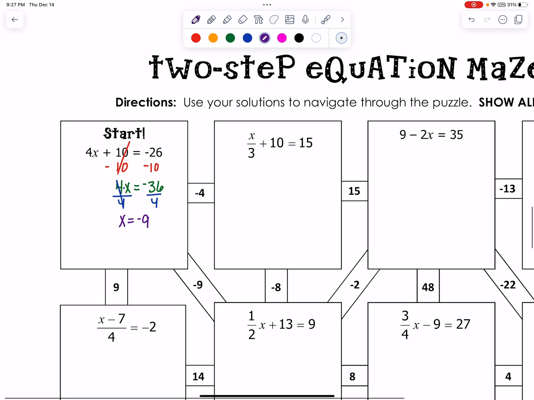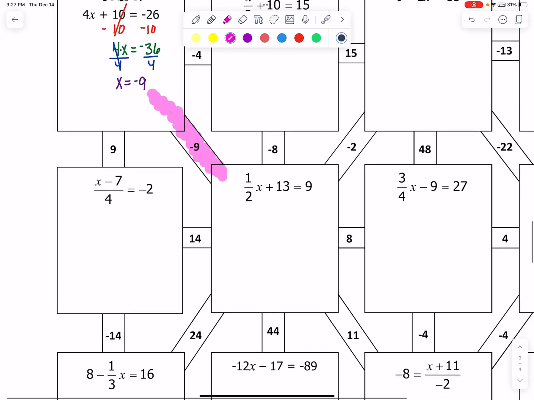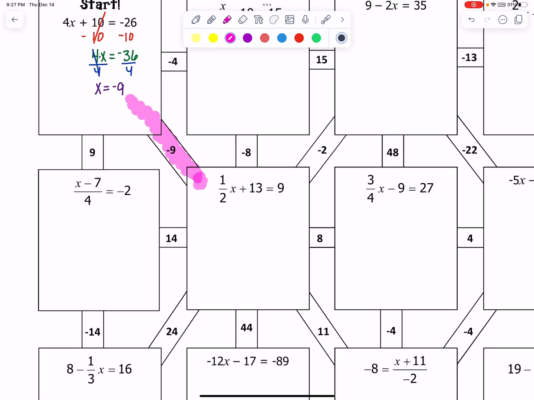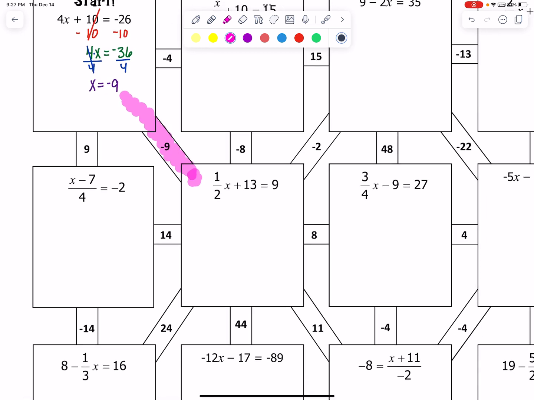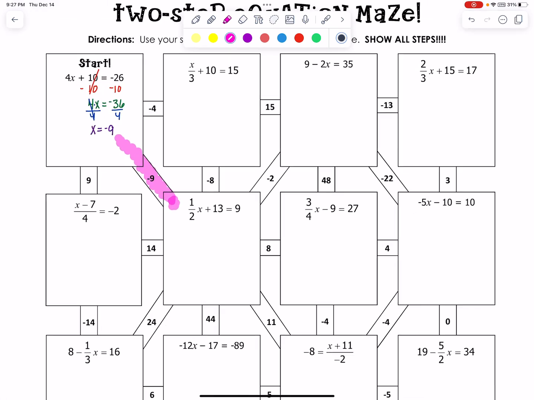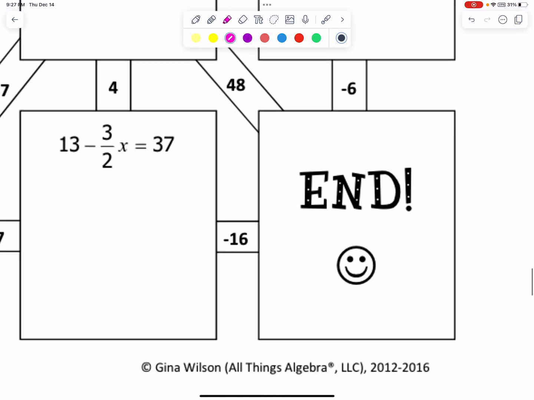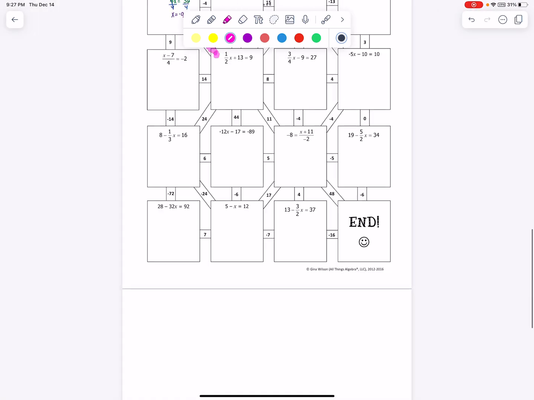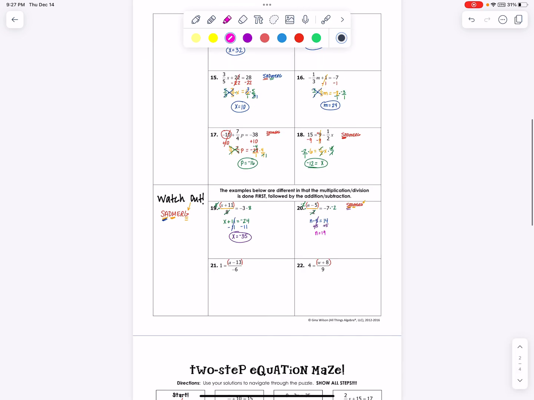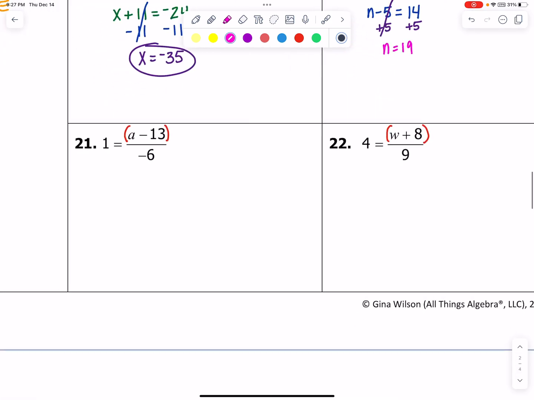And so you're going to look at where you're going, and so here we go. There's my -9, and here I am down to this problem. So you're not necessarily going to have to solve all problems. And then whatever the answer is to this, you're going to find it and move through the maze until you get to the happy smiley face at the end. All right, so take your time, work hard on that. If you're good to go, go ahead and try 21, 22. I'm going to go ahead and continue those now so you can check them after I finish.